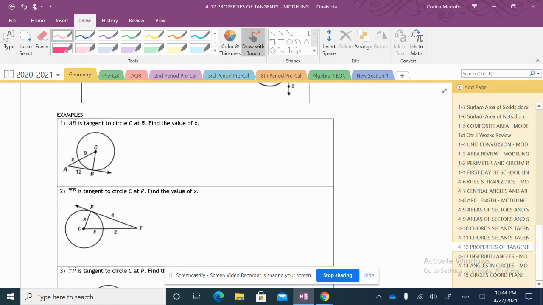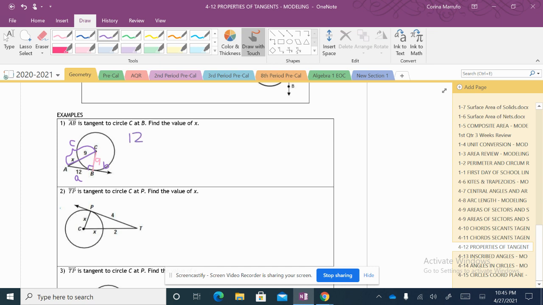So if this is 9, then this is also 9. And then they want us to figure out what x is. So let me go ahead and erase this. If you notice, also using the theorem that we just learned, this is going to be a right angle. So we can use a squared plus b squared equals c squared, because it's the hypotenuse.